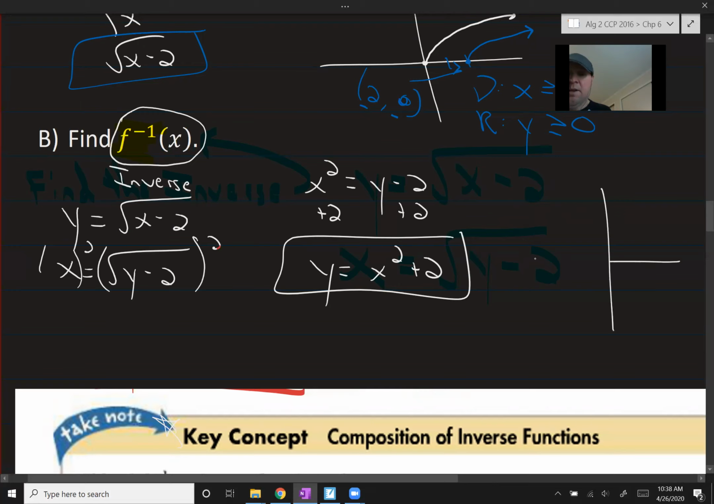Now, if I asked for the domain and range of that, you should be all over that as well. Okay, so domain, we're talking about a parabola. So that's going to be all real numbers. The range, this parabola happens to be moved up 2, so y is greater than or equal to 2 to get that last part.